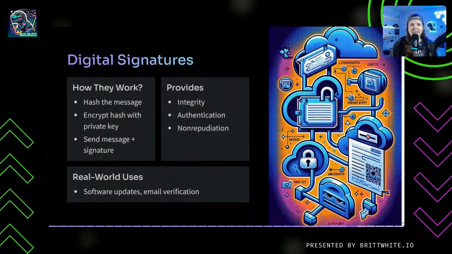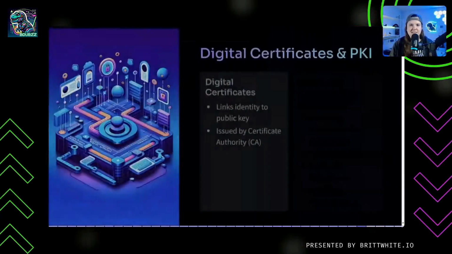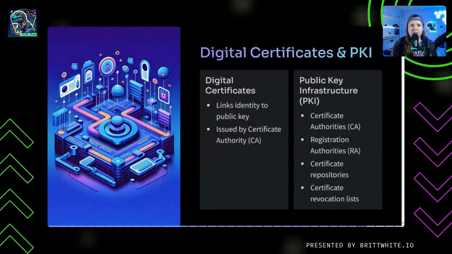Now, let's tie those keys to identities with certificates. Digital signatures are slick, but how do you know the public key's legit? Enter digital certificates and PKI. This is the trust backbone of cryptography. If you've seen that lock icon in your browser, you've used them.